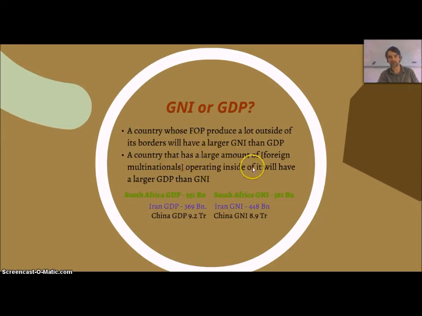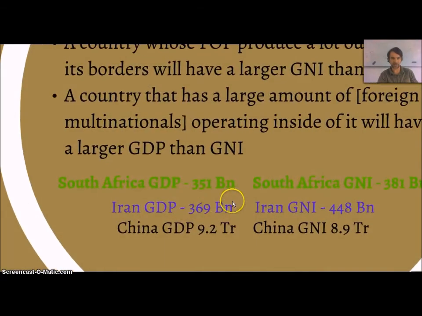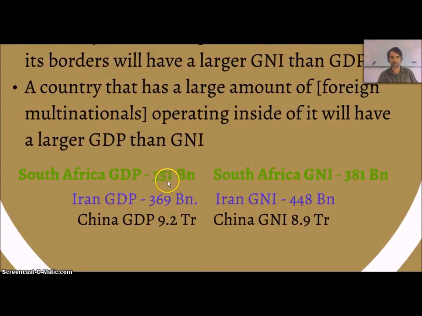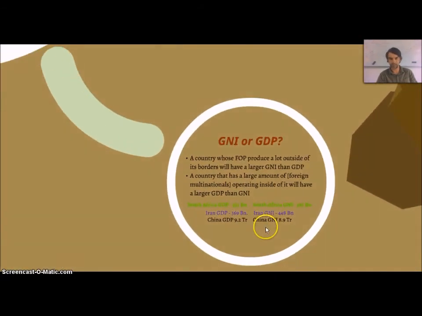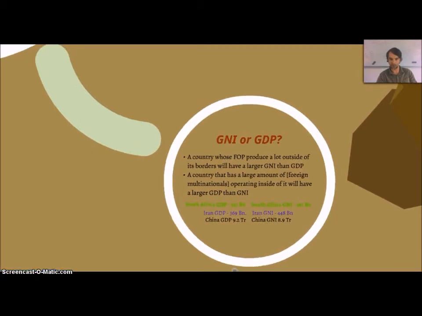So oftentimes countries that have large amounts of foreign multinationals operating inside of them, their GDP is going to look bigger than their GNI. So I gave some examples. South Africa, for example, where I live, their GDP is 351 billion, but their GNI is 381 billion. So they would prefer to use their GNI. It's going to make them look a little bit bigger. You can see that Iran's GDP is, again, significantly smaller than their GNI, and China's GDP is actually bigger than its GNI. So what that means or the significance of that, I'll let you guys decide. The point is you do get different numbers.